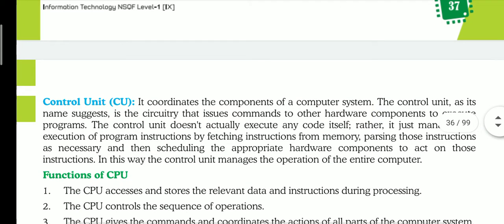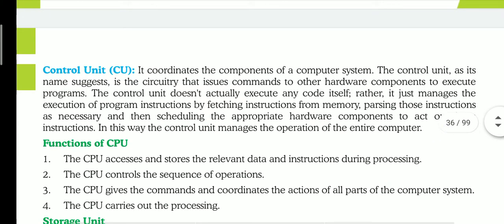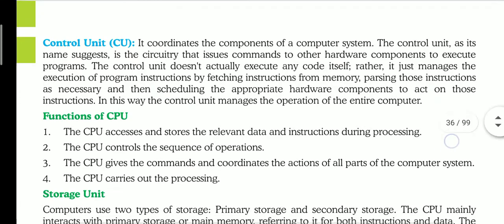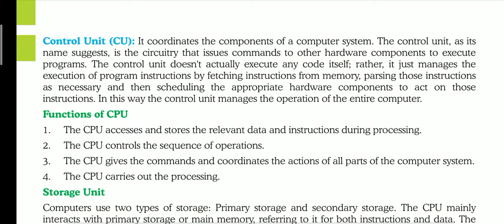Control unit. It coordinates the components of a computer system. The control unit does not actually execute any code itself, rather it just manages the execution of program instructions by fetching instructions from memory, parsing those instructions as necessary and then scheduling the appropriate hardware component to act on these instructions. In this way, the control unit manages the operations of the entire computer.